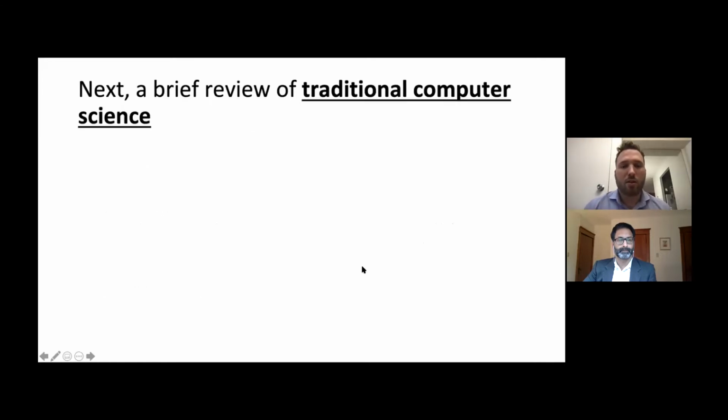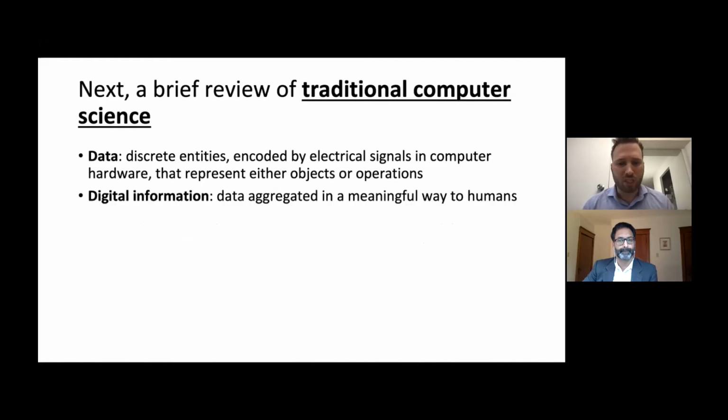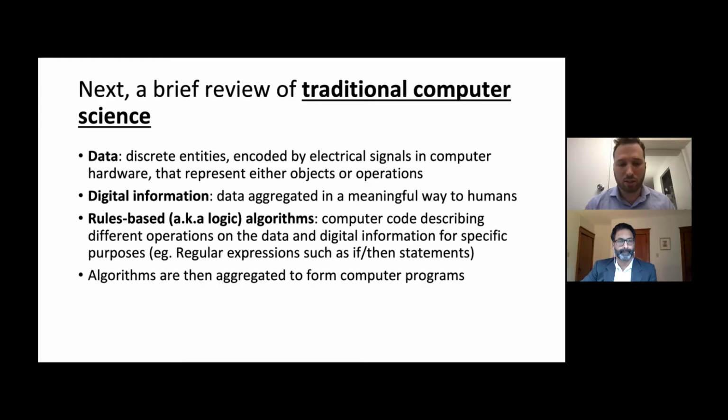Okay. And so in parallel, we have traditional computer science, and computer science leverages key components, as you will recall from previous webinars. There's data, discrete encoded entities in computers, objects or operations. And this data, when it's aggregated, makes digital information, which is meaningful to us as humans. So in traditional computer science, you have rule-based or logic-based algorithms, and the computer code just follows a set of these rules that a programmer allows, and these are typically called regular expressions. Algorithms are then aggregated to form computer programs.